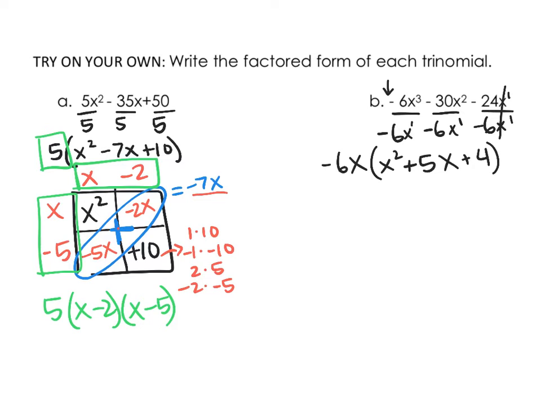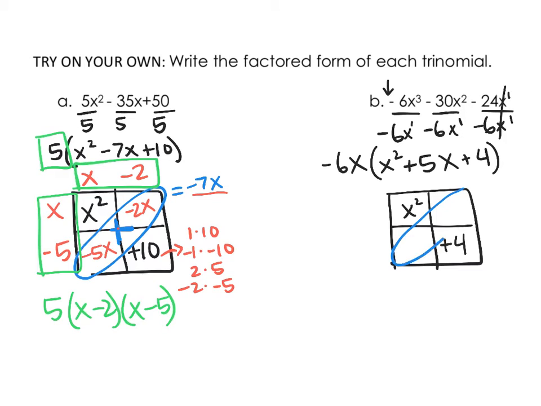Okay, so now that I have my GCF taken out, I want to try to do the box method with what I'm left with in parentheses. So it looks like I got to multiply to be x squared. I have to multiply to be a positive 4, and those diagonals need to add to be a positive 5x. So I'm going to figure out what my multiples of positive 4 are. You could have a positive 1 times a positive 4, or a negative 1 times a negative 4. You could also have 2 times 2, or negative 2 times negative 2.